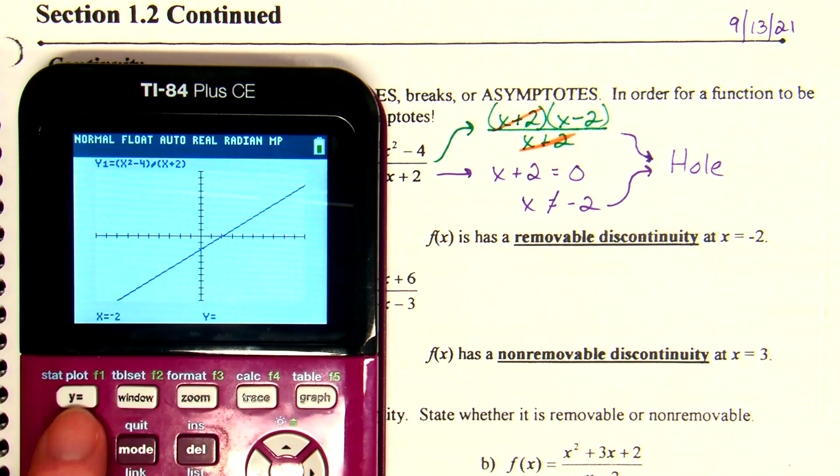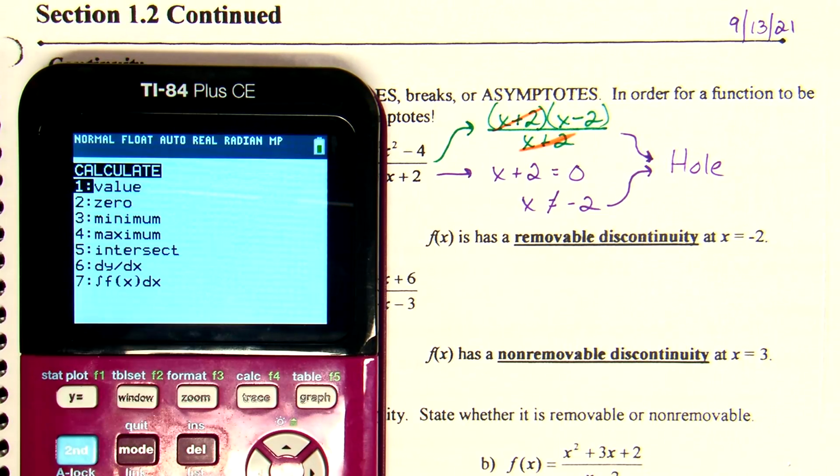Okay, the other way you can get that, if I'm in trace, I can type negative 2. The other thing, you remember your second calc menu? Number 1, value. That's another place because you're trying to find a value. It automatically populates the x equals, and I can type in the negative 2. But again, having that nothing there.